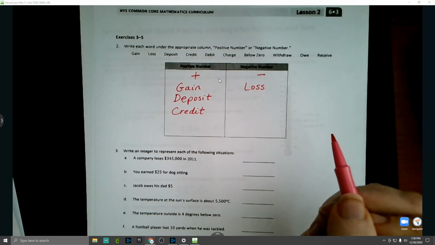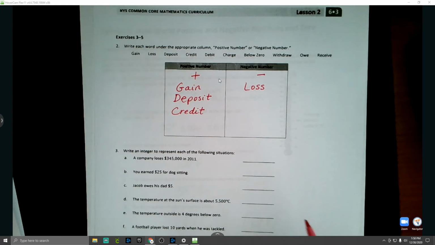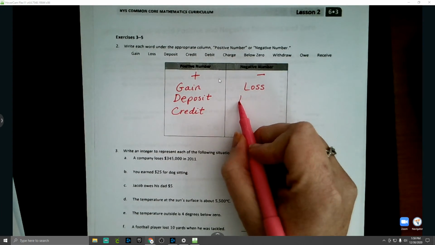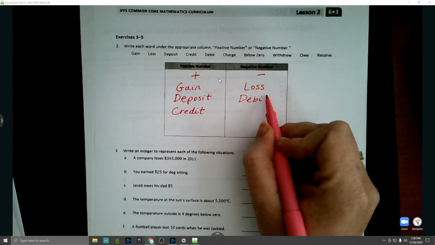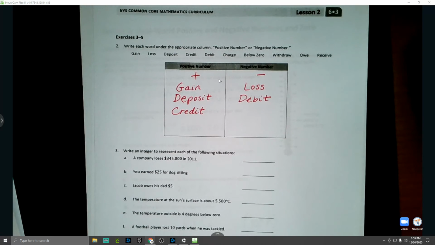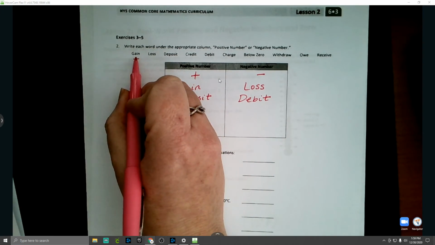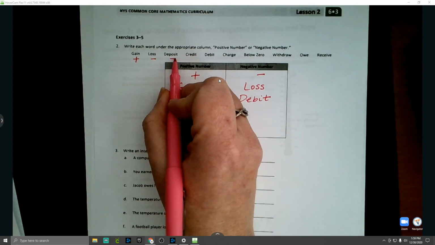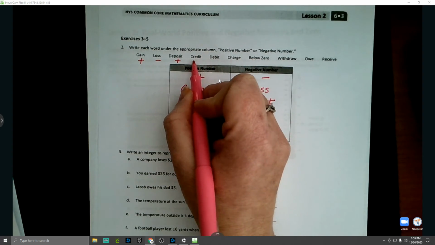Debit, though, is the debit card that maybe your families use. You take it, you use it, and it comes right out of your bank account. So you're getting it taken out right away. So a debit would be a negative term. You could also be putting the symbols up here underneath if you wish.